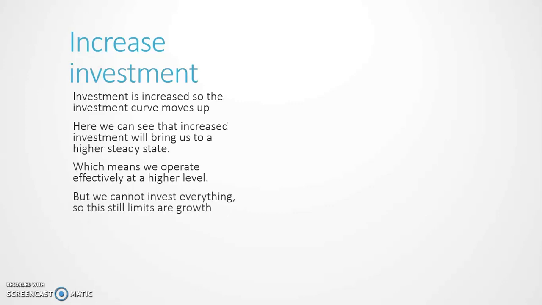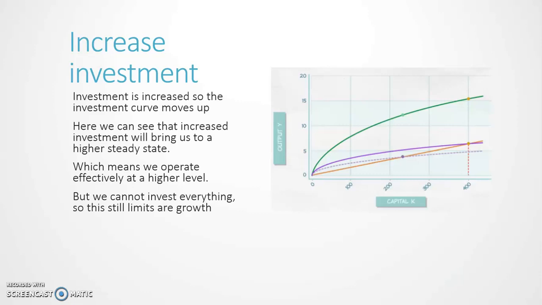But here's the issue: we cannot invest everything, so this still limits growth. So that's the diagram. You see the small circle here is matching the line that is going through. These circles are mostly matched to depreciation, and then this circle matches both depreciation and the investment. What that means is it's going higher and it's improving.